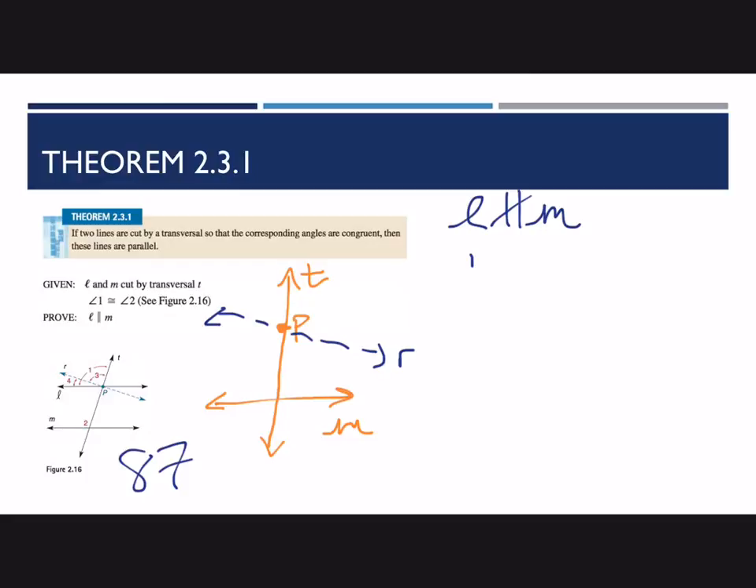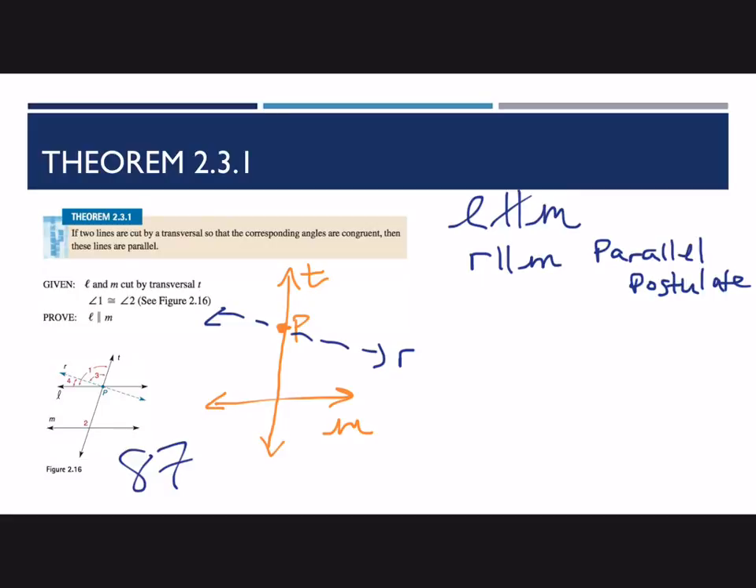Okay, so we can say R is parallel to M, and the reason for that is the parallel postulate. That's our reason why we know that we can draw a line R parallel to M. Well, what does that mean?